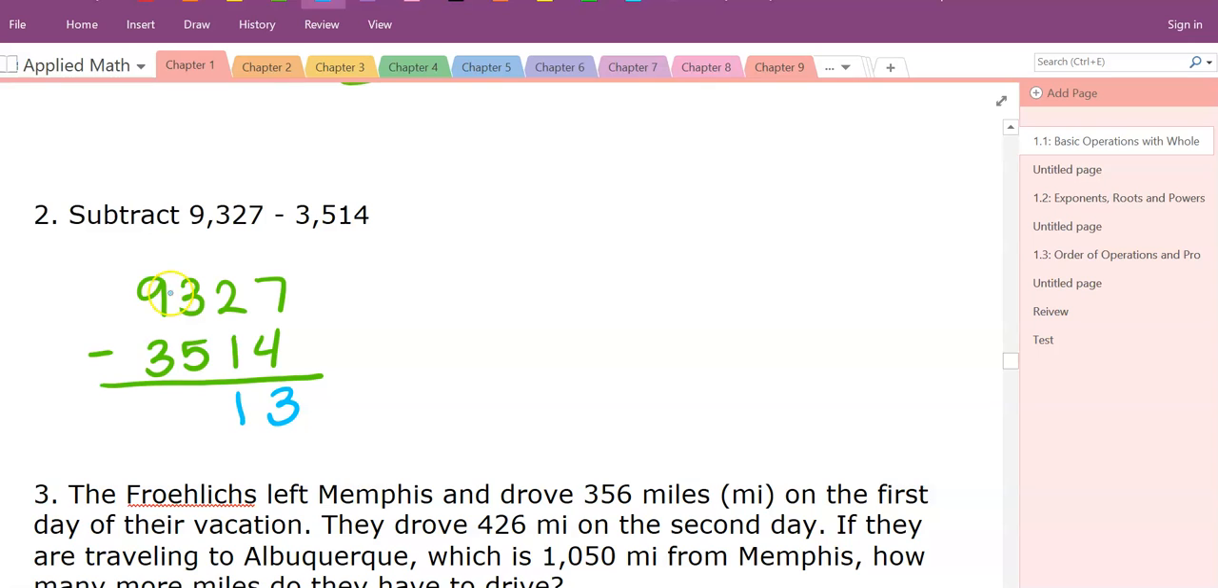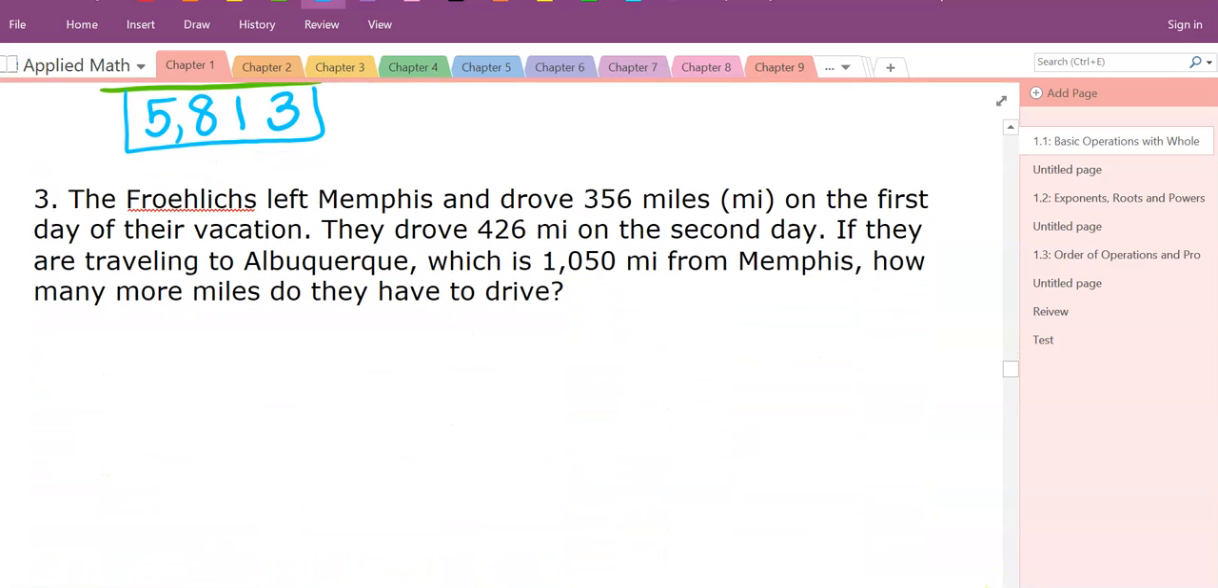Now if you come into a case like 3 minus 5, you're going to have to borrow. So borrow from the 9, make that become an 8. Change this to a 13. 13 minus 5 is going to be 8. And then 8 minus 3 is 5. So you get 5,813.